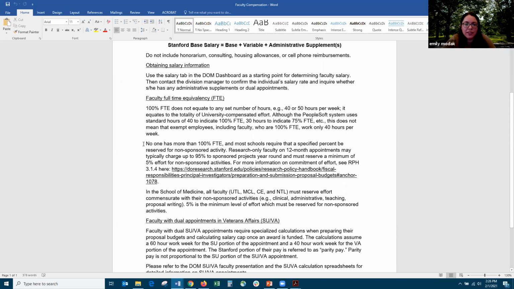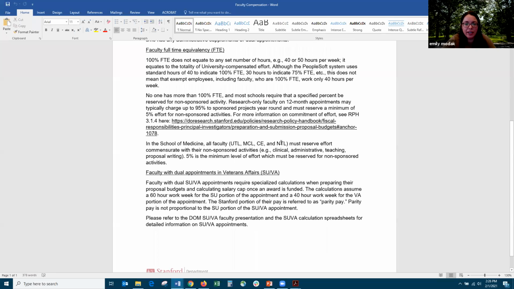And this is a discussion down here about full-time equivalency. 100% is the max. Nobody can be more than 100%. I know faculty work many more hours than 40 a week, but that's what's officially there. So research-only faculty on 12-month appointments may charge 95% to sponsored projects year-round. They must reserve 5% for non-sponsored. We have that link about commitment of effort.